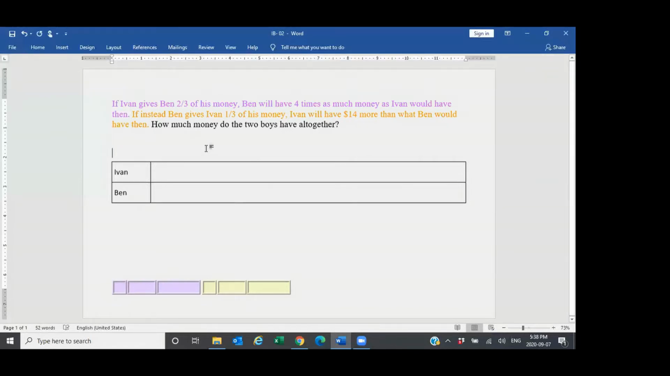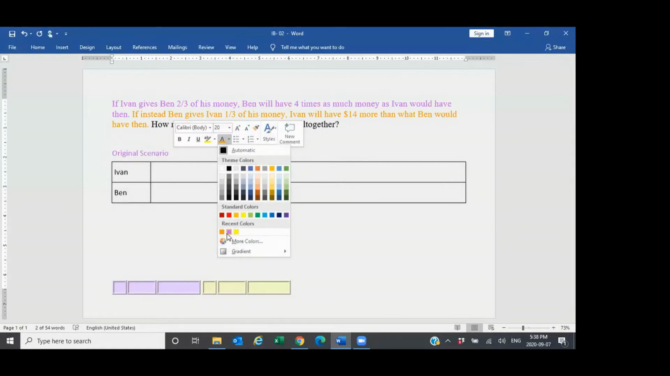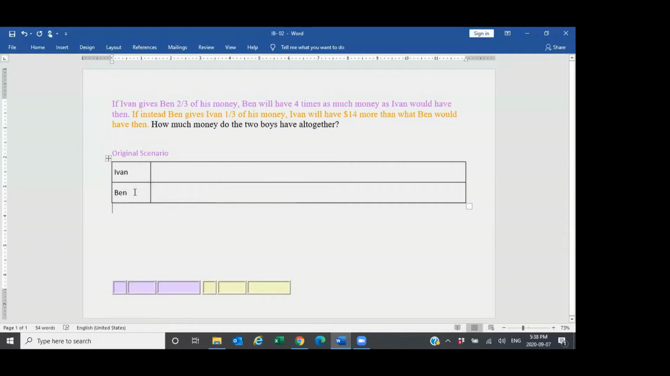Okay, I'll write it. Original scenario has a C. Okay, we did that. And I'm going to highlight it purple, just to match the first part of the question, because that's what we're working on in this original scenario.